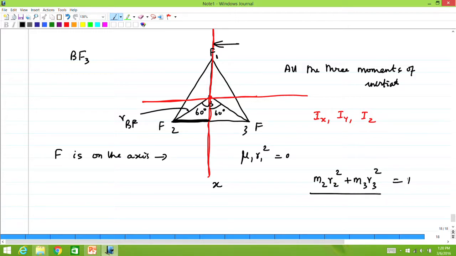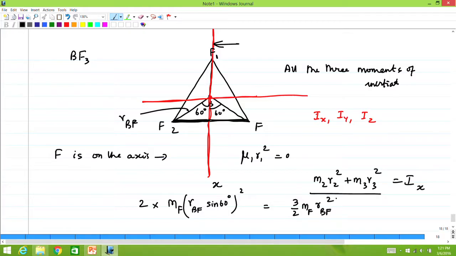If you want to calculate the moment of inertia I along the x axis, because m1 r1 square is 0, with the mass of the fluorine atom being M_F, we have r2, the perpendicular distance, given as (R_BF sin 60 degrees) whole square, times 2, because the other atom is also exactly at the same distance from the axis. Sin 60 is root 3 by 2. Therefore, you have M_F times 3 by 4, times 2, so it is 3 by 2 M_F R_BF square. That is the first one.